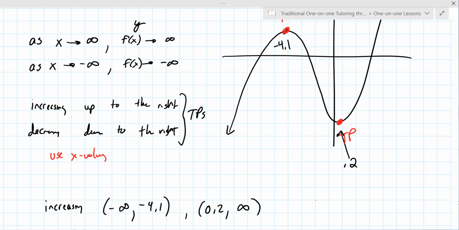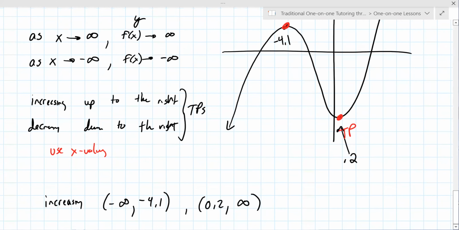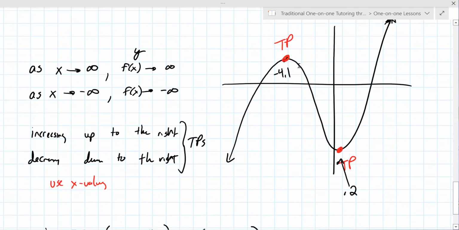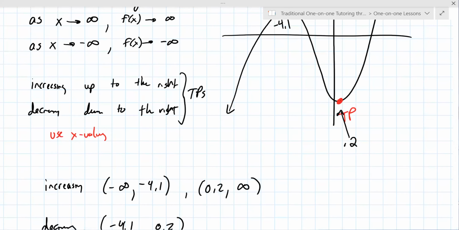Okay. So then where is it decreasing? Well, you could just choose the other interval and you would be correct. It's minus 4.1 to 0.2, but you're looking for where the graph goes down and to the right. Doesn't matter that it's negative, doesn't matter that it's positive, just where are you going down and to the right? Okay.